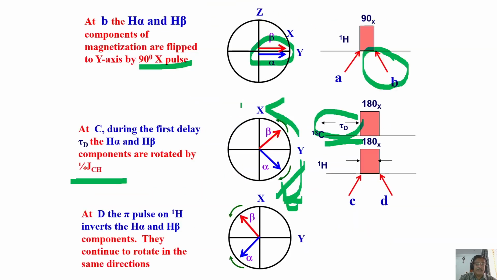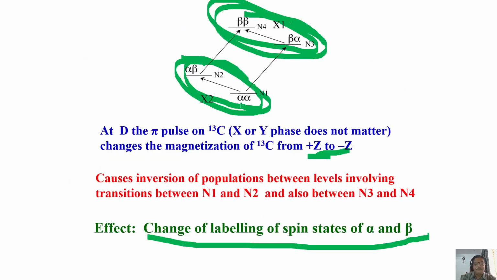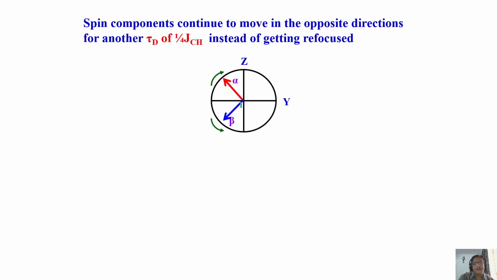I remember before that they were coming here. Because you are applying a 180 pulse, you interchange the spin populations. They are coupled spins, they are coupled to protons. This doublet component of carbon is because of protons, and proton doublet is because of carbon. Now you are inverting this, which means you change the labels of spin states alpha and beta of proton. That's what happens. Now the spin component continues to move in the opposite direction.